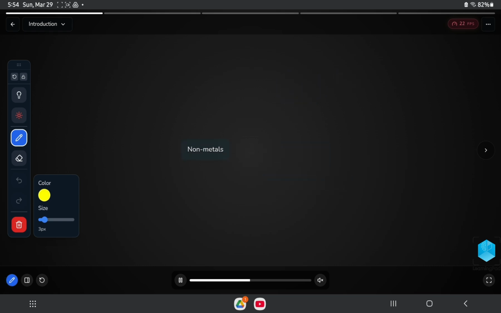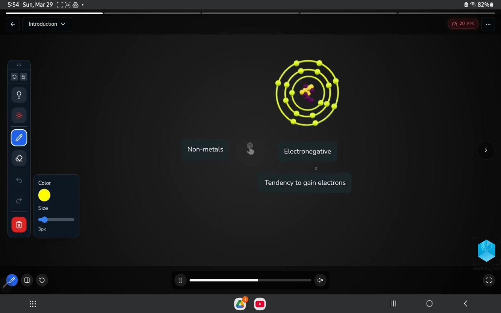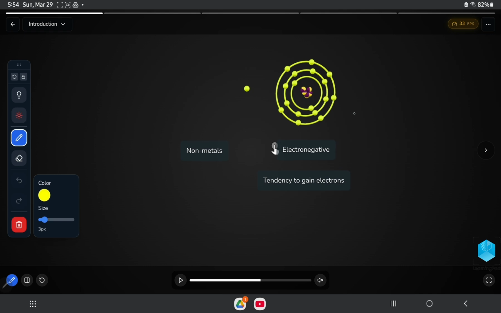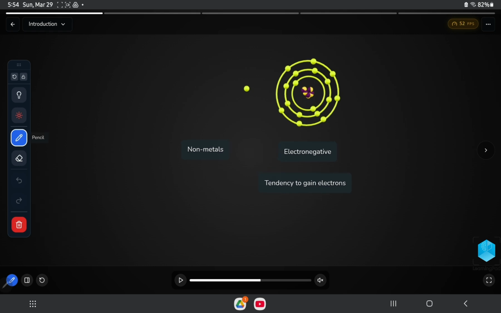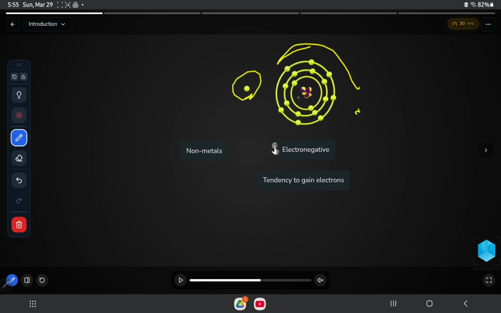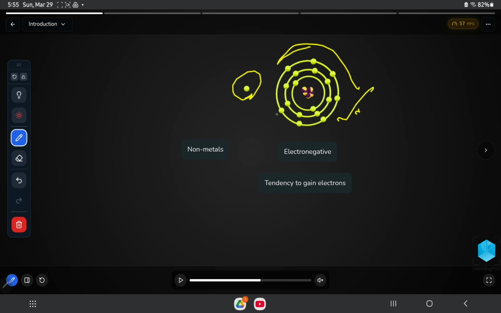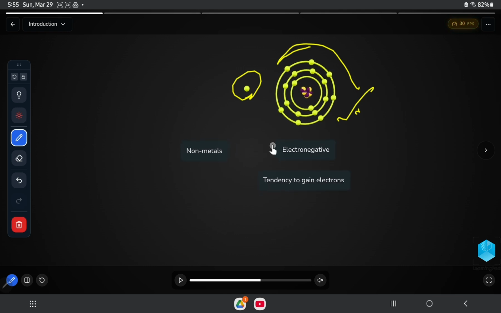Now, if we talk about non-metals, non-metals are electronegative. Electronegative means the tendency to gain electrons. If we see the structure of a non-metal, here you can see the structure. So, here in this case you will see that this non-metal is easily accepting an electron. So, when these non-metals have a tendency to accept electrons, we say that they are electronegative.